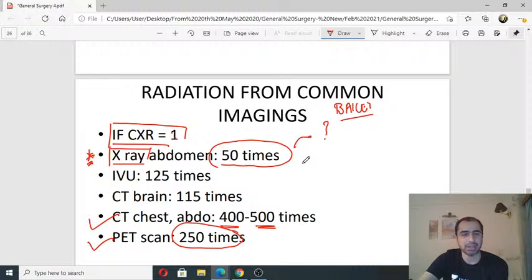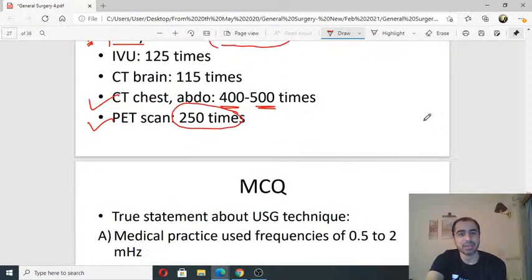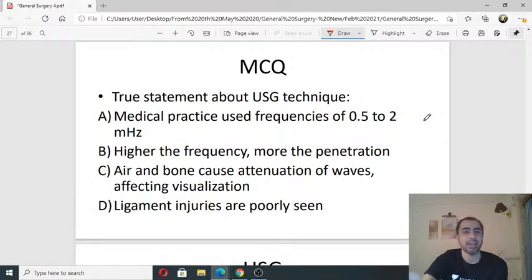Solid organs. Okay. Better answer. There is more absorption of the radiation. More absorption of the radiation. Okay. So it is more absorption of the radiation. Now asking you the true statement about ultrasound. So that was about X-rays. Now let's come to ultrasound.